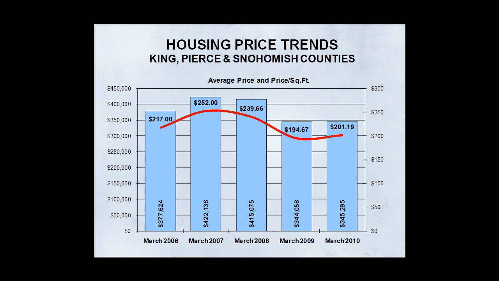Let's take a 5-year look at average prices and square footage here, going back to March 2006. You can see that the peak was really during the 2007 period, when we topped out at $422,136 as our average base price, $252 per square foot on the value ratio. That held semi-steady into March 2008, when we started to see a little bit of economic weakness, and then the tail off really took hold March 2008 to 2009, where we dropped from $415 rounded to $344 and lost about $45 in our value ratio.